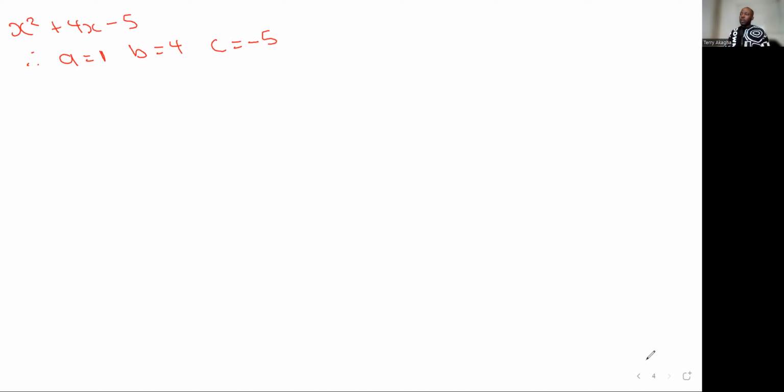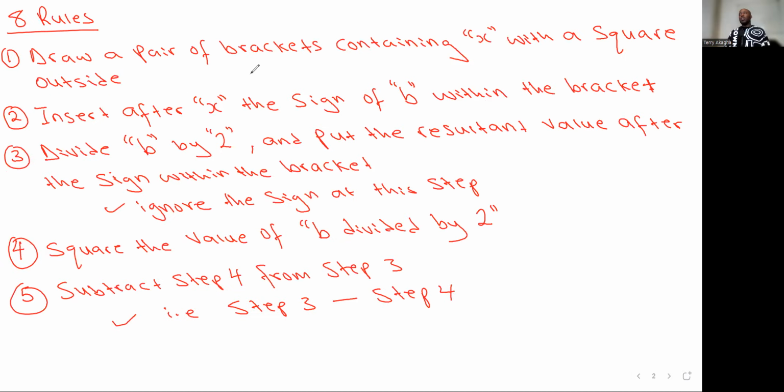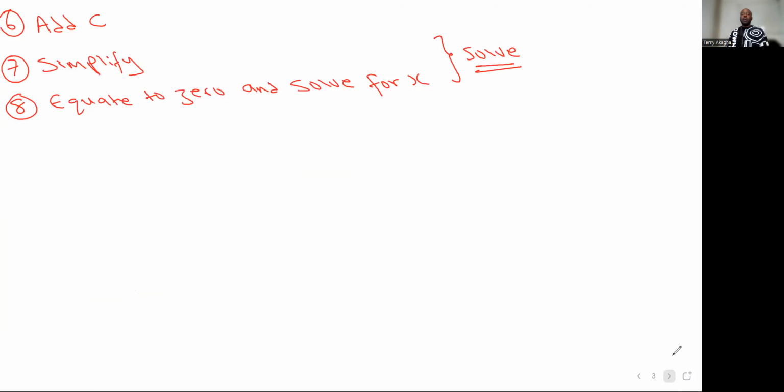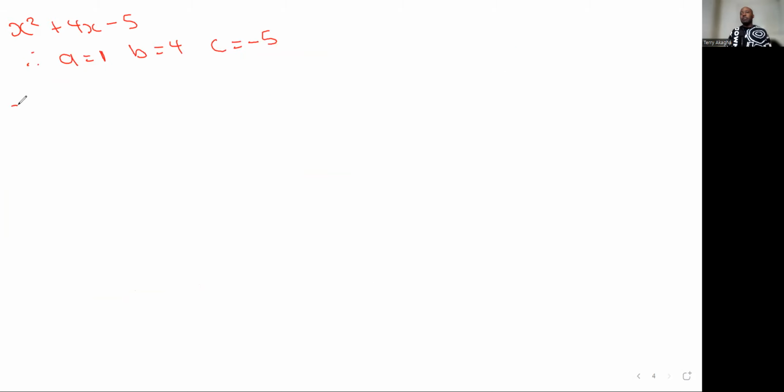So let's go. Step 1, draw a pair of brackets containing x with a square outside. So you just come to this point here. Step 1, you're going to draw a pair of brackets. We just draw a bracket. Okay, good. We're done with step 1. Easy.